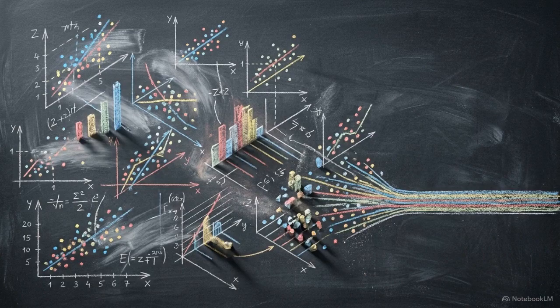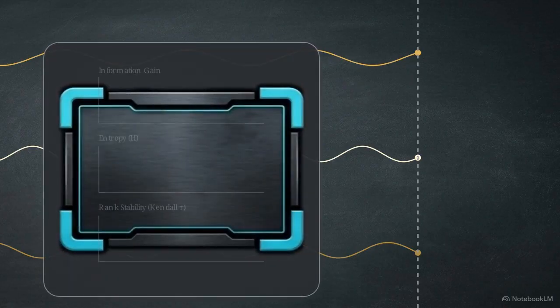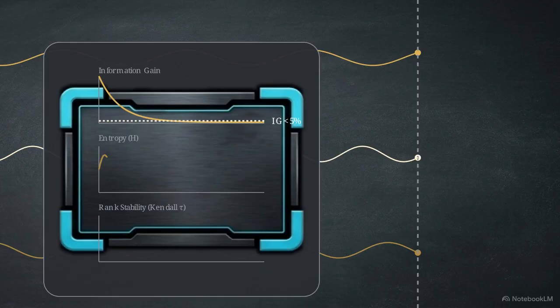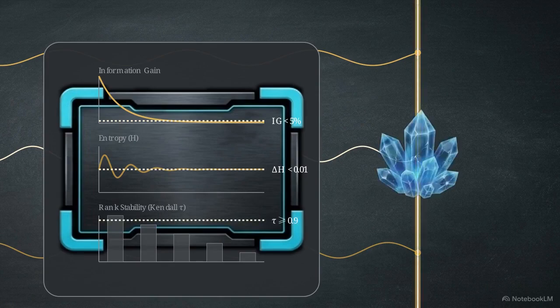We need a way to determine when adding more noise or more variance no longer provides new insights. This is operator S, saturation, the framework's mathematical governor. Saturation hits when three metrics are met. First, information gain drops below 5%. Simultaneously, entropy plateaus, and Kendall-Tau rank stability remains above 0.9. When all three hold, saturation is reached.